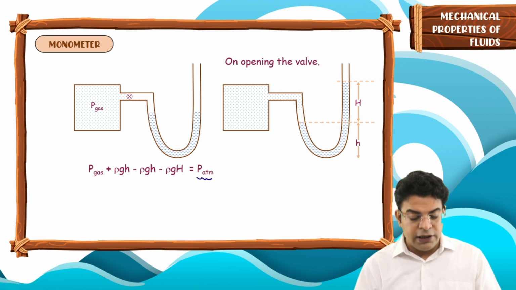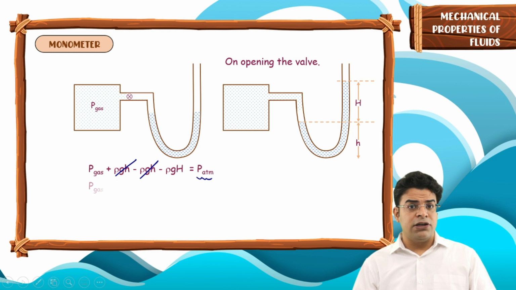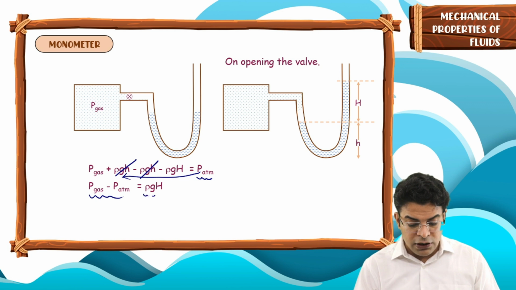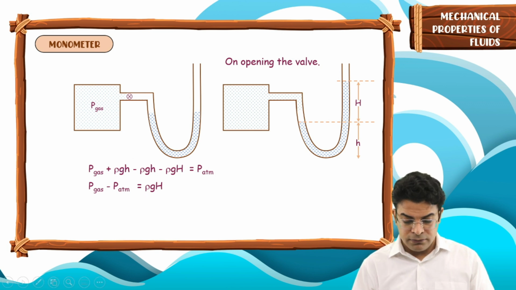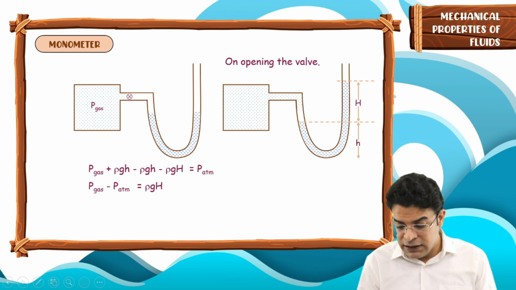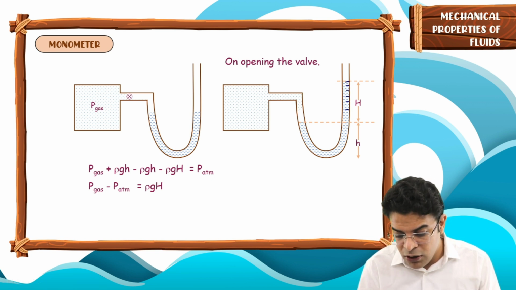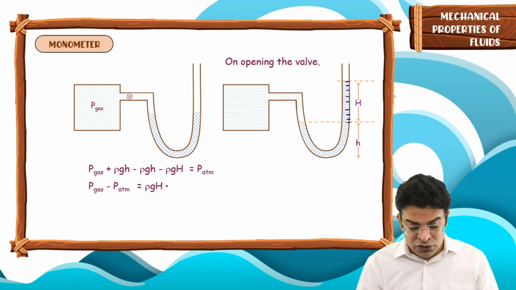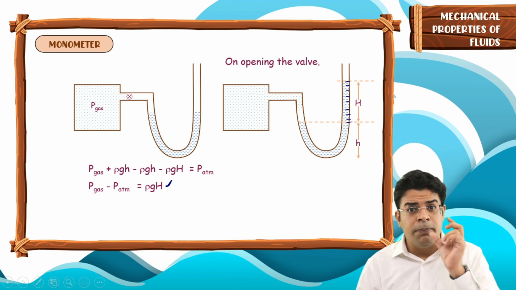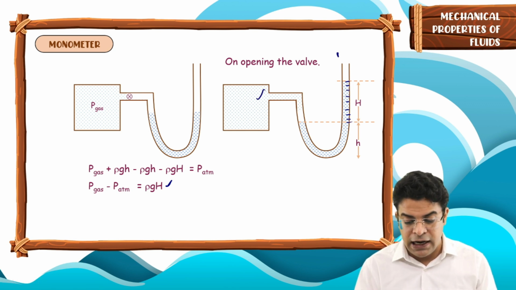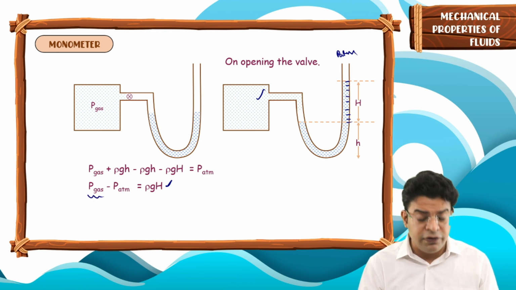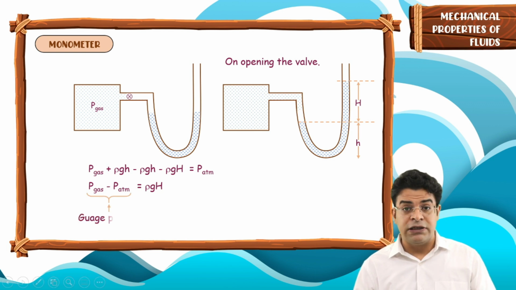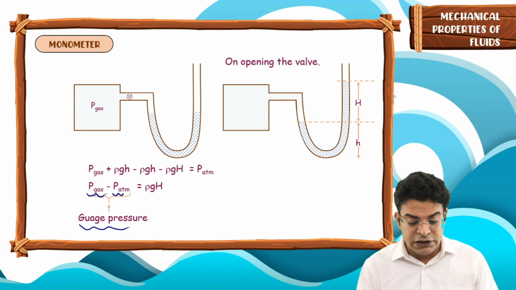Since we know what P atm is and this rho g h can cancel, we can say the pressure of gas minus P atm equals rho into g into the height of the mercury. In the lab, what we measure is this particular height of mercury, how high the mercury has moved in the right arm compared to the left arm. So if we know this reading h, we can find the pressure difference between the gas and atmosphere. And this pressure difference between the pressure of gas and the atmosphere is called the gauge pressure. So the gauge pressure is nothing but the pressure of gas minus the atmospheric pressure.